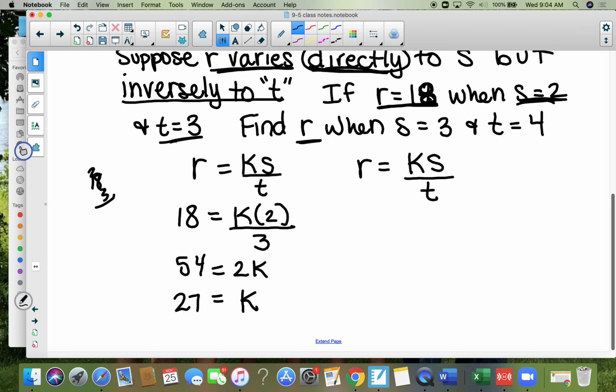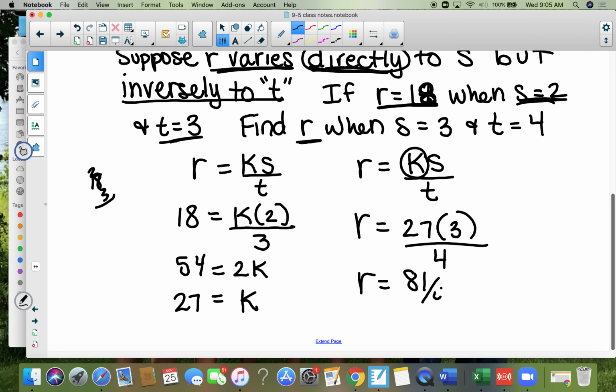It says to find R, so I'm trying to find R. I know that my K is 27. I know that S is 3. And I know that T is 4. So R is going to equal 27 times 3 is 81 divided by 4, which is 20.25. It didn't turn out nicely, but at least you have an idea of what I'm talking about.